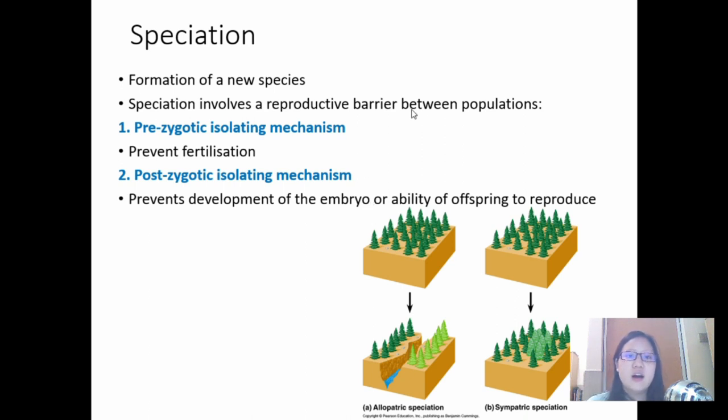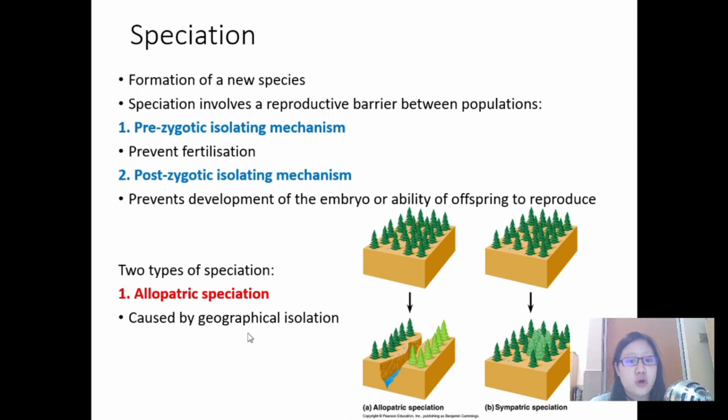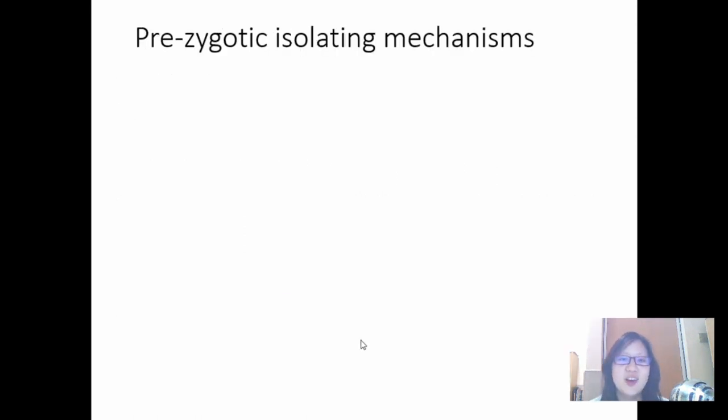Okay, and as a result of these two reproductive barriers, we have two types of speciation: allopatric, caused by geographical isolation, and the second type of speciation is sympatric speciation, which is caused by everything else. So in the same location, but forming a new species anyway. Okay, so let's talk about the isolating mechanisms first, and then we'll talk about the types of speciation.